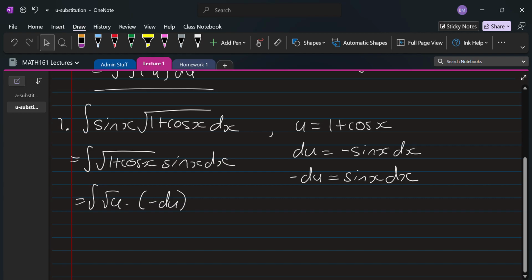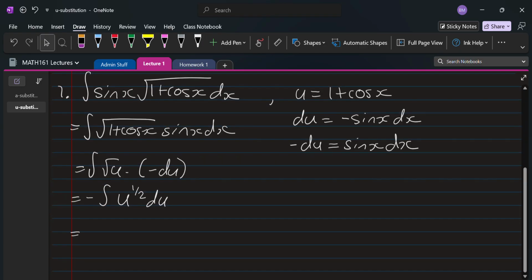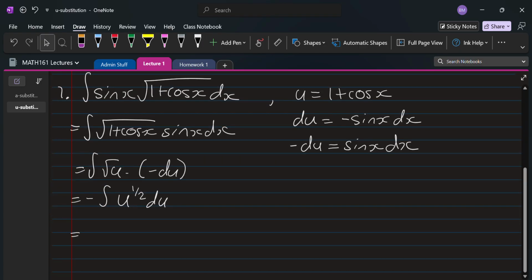Okay, minus is just minus 1. We can take it out to the front. It's just a constant. Root of u, that's u to the half. We can fill that in, du. Okay, quite easy to do. Add 1 to the exponent, that's 3 over 2. Divide by that, that's 2/3. So we have minus 2/3 u to the 3 over 2, and again plus c. Whenever it's an indefinite integral, it's always plus c.